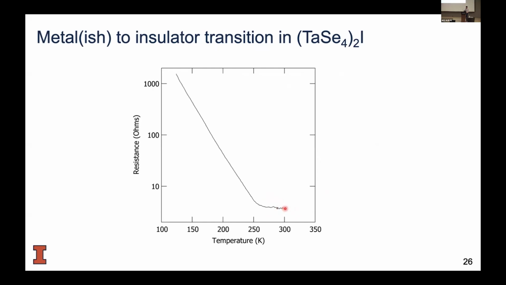Start at room temperature, cool it down, and the resistivity is going up. And this is not just our samples. This is what the material has been doing since the 1970s. There's a CDW transition right around 250K, and it just keeps going up more and more.